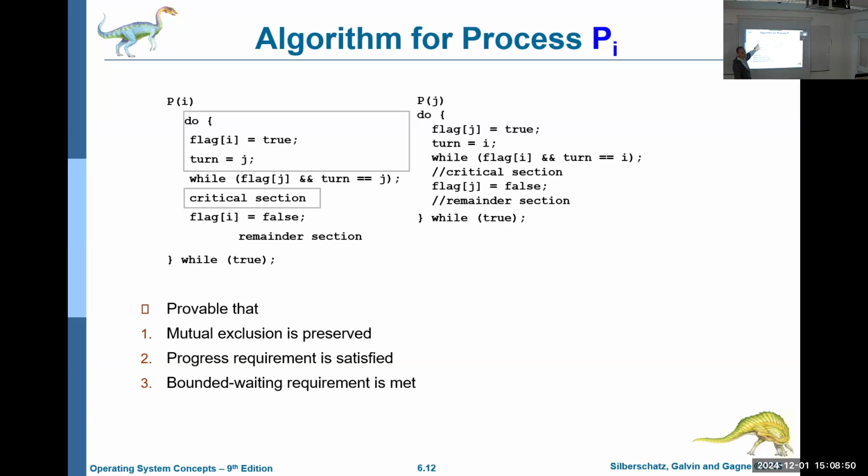That would become a critical section problem. So when we said the load and store are atomic, we mean this is atomic. So let's go through it again. I say I'm interested, but it's your turn. You say, oh no, it's your turn.